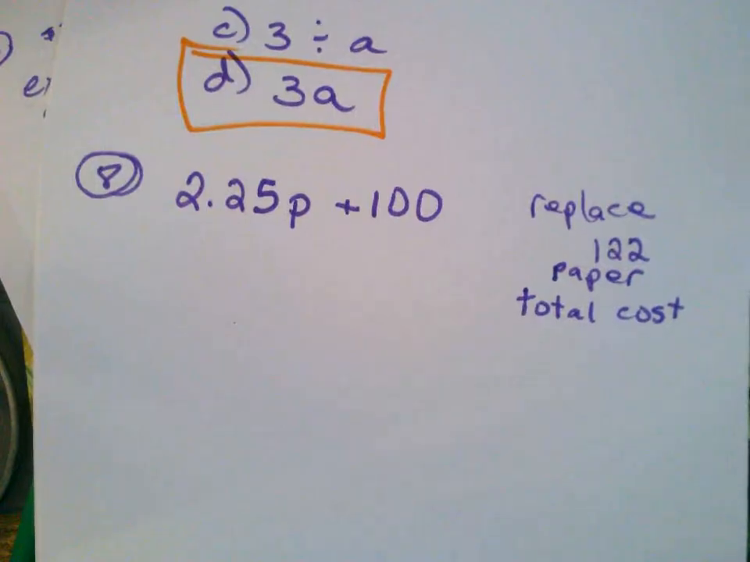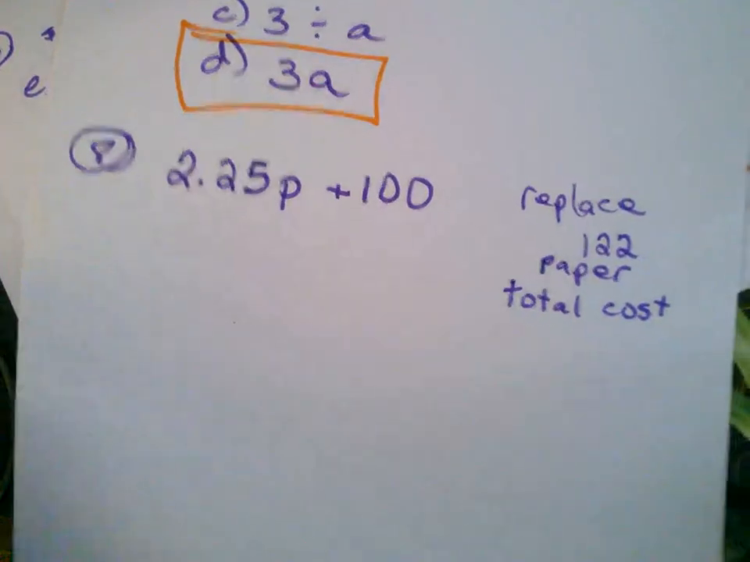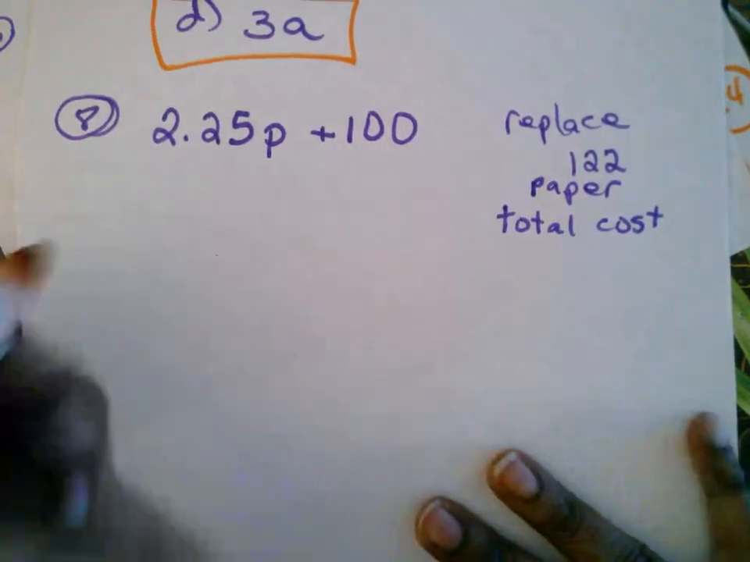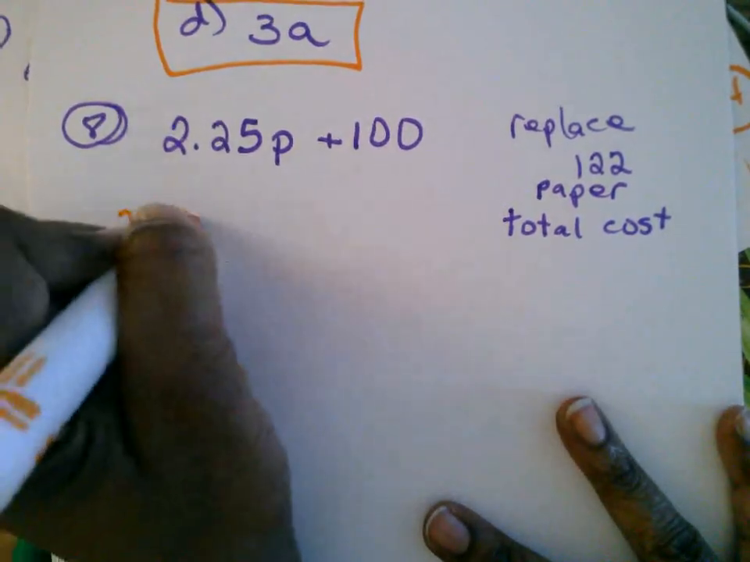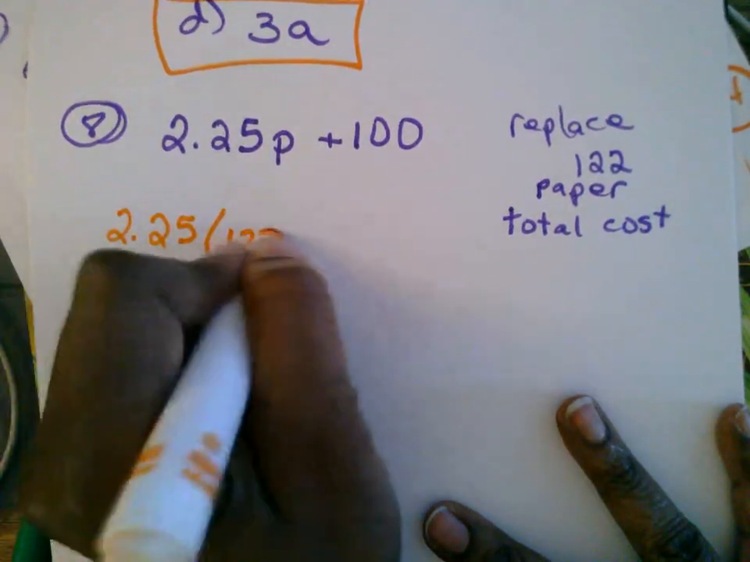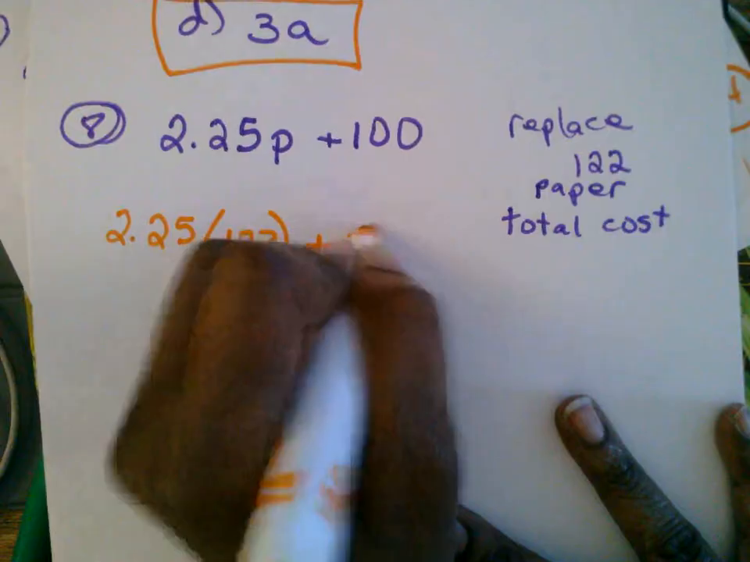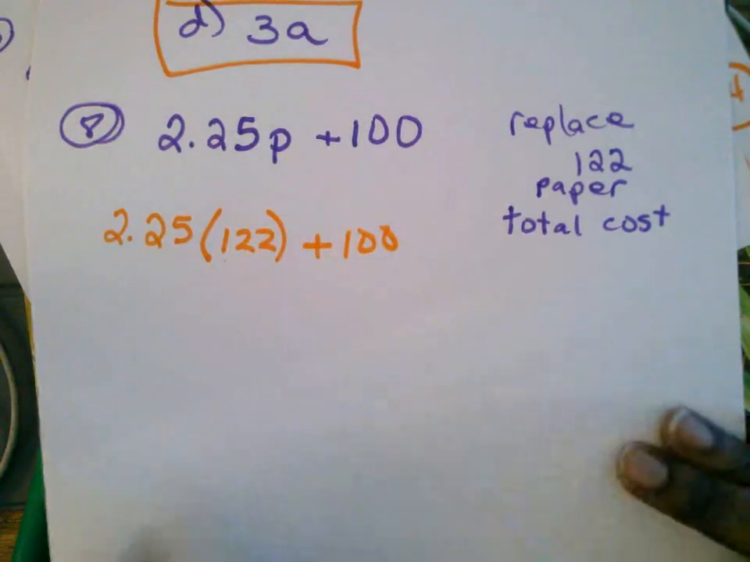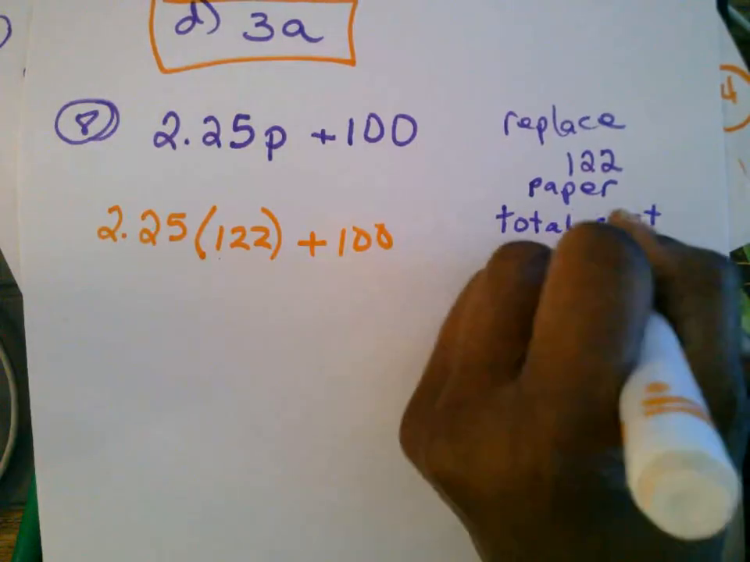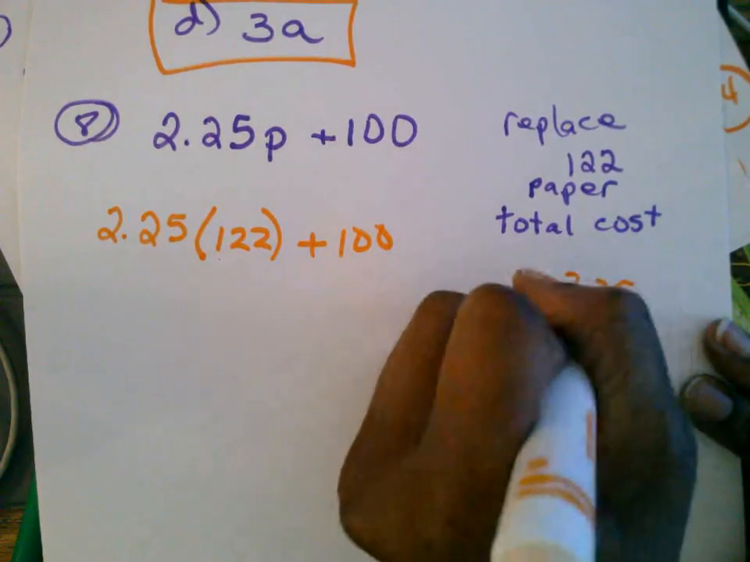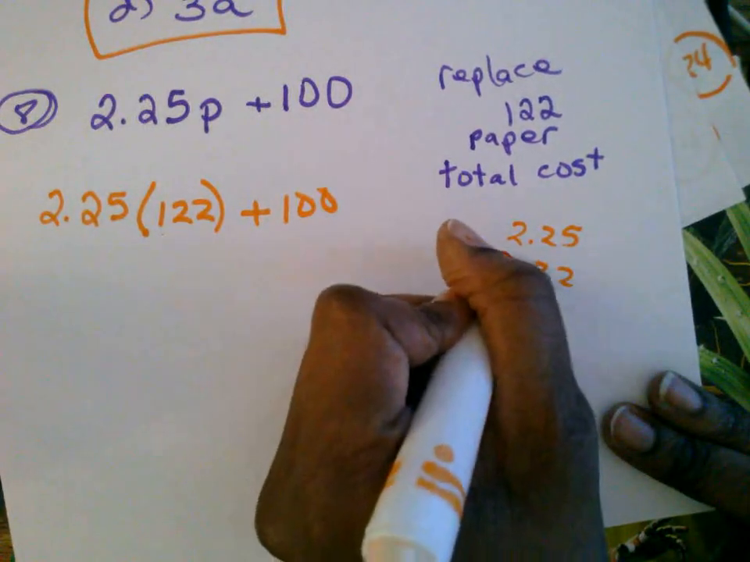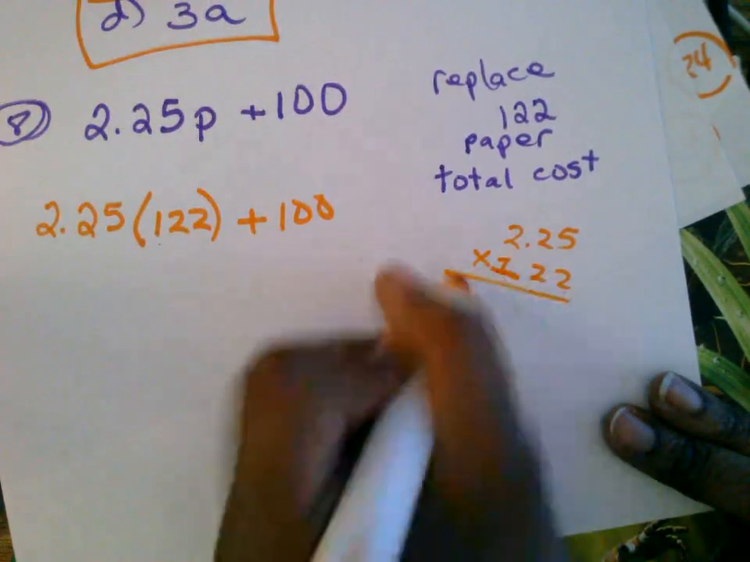Again, this is a problem where you have to use the order of operations to evaluate the expression. So 2.25, substitute 122, and add 100. I like doing math on paper, so I'm going to come over here and do 2.25 times 122. There is no decimal. So I'm going to make sure that's not a decimal. 122.